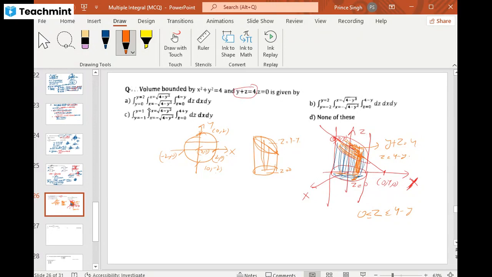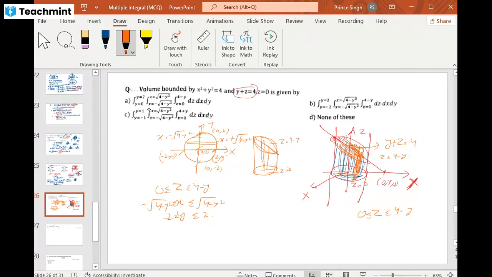So if I simply take the limits in x and y, then the limit of x starts from the circle, and the limit of y varies from boundary to boundary. So what is the limit? The limit of z varies from 0 to 4 minus y. The limit of x varies from minus square root of 4 minus y squared to square root of 4 minus y squared. And the limit of y varies from minus 2 to 2. Okay. Surface to surface, the limit of z. Curve to curve, limit of x. Boundary to boundary, limit of y.